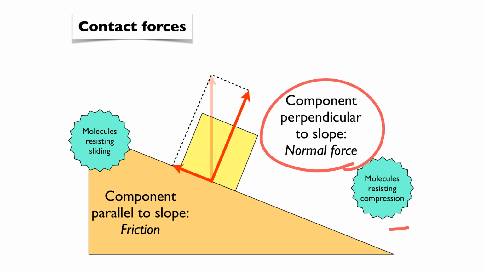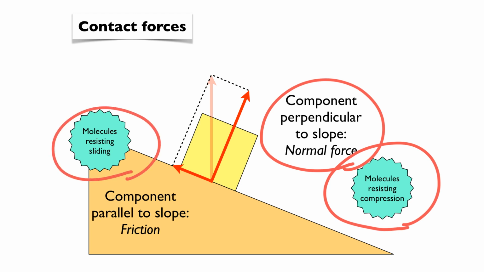And that is due to molecules in the surface that are resisting compression. The box is pushing in on those molecules. They are pushing back. That's the normal force. But there will also be a component parallel to the surface, and that's what we call the friction force. And that is due to molecules resisting sliding. They're trying to slide over each other, but it's on a microscopic scale. The molecules are grabbing hold and resisting the sliding. And that resisting of sliding due to the molecules in the surfaces is what we call the friction force.